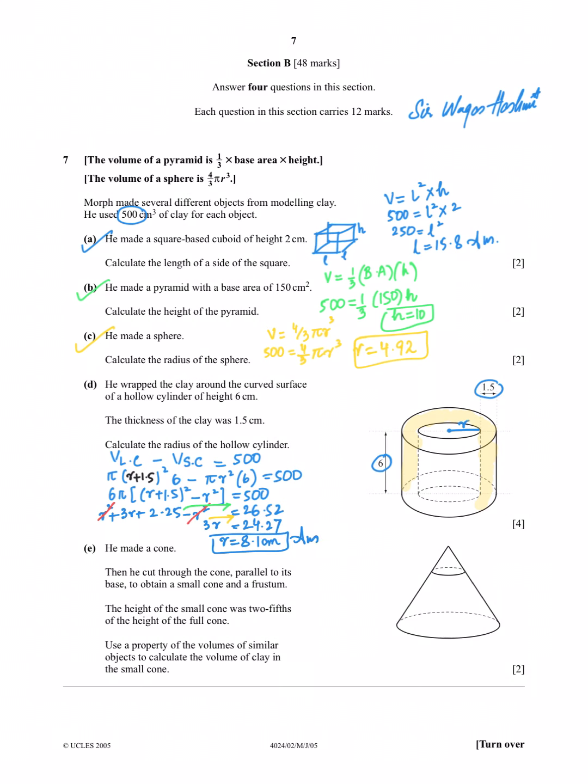In your last part, it says that he made a cone. The height of the small cone was 2/5 the height of the full cone. So I can say that height of a small cone is 2/5 of height of full cone, right? Or I can say that height of a small cone divided by height of full cone is 2 divided by 5. Using a property of similar objects, calculate the volume of clay in the small cone.